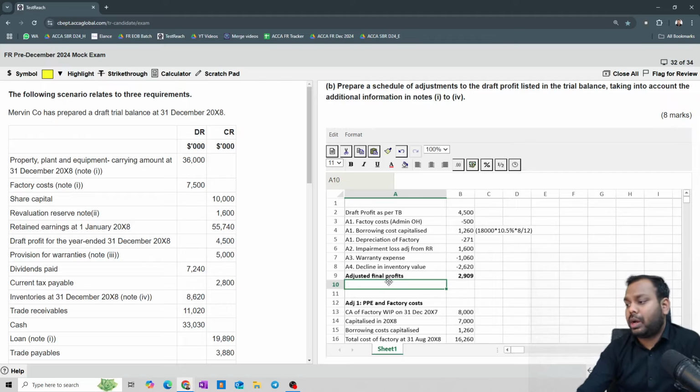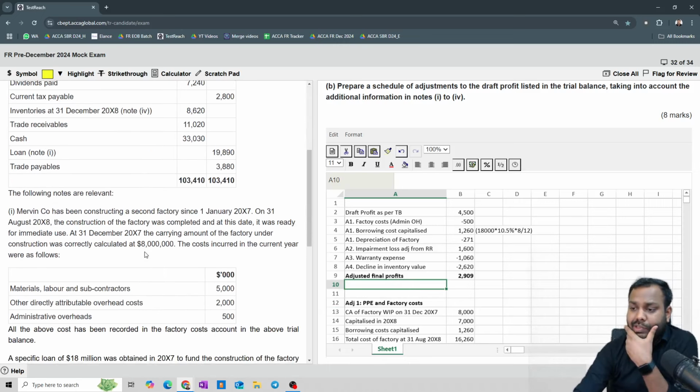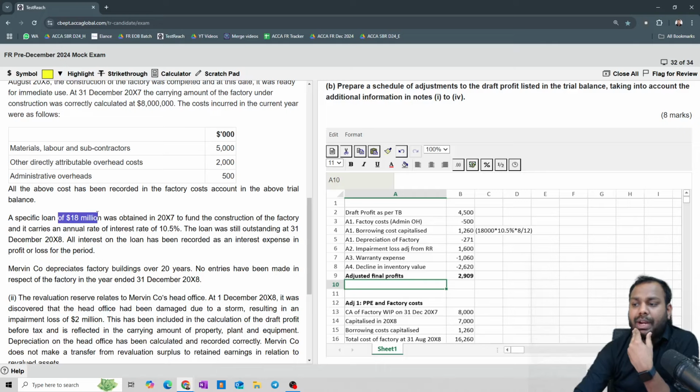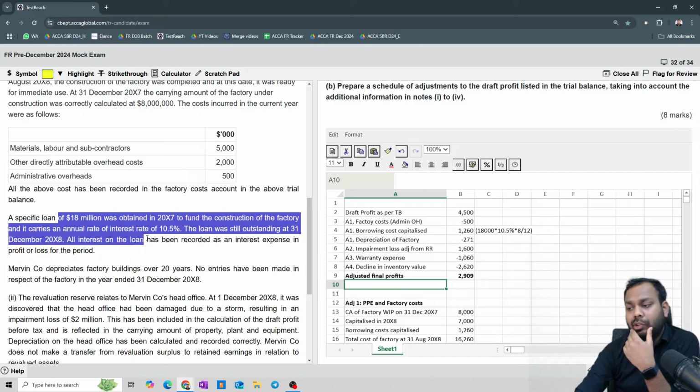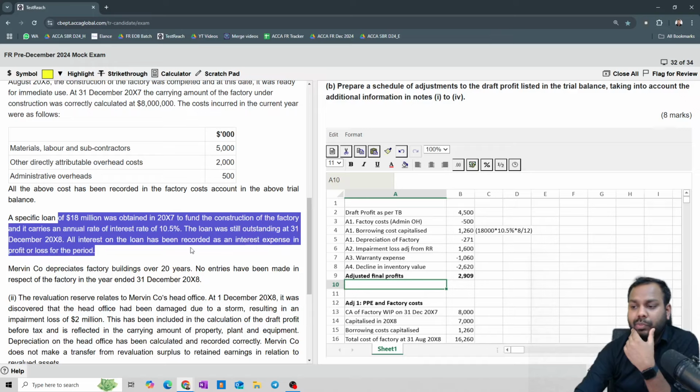Now coming to Sadavrat and Farzin's query. This loan of 18 million was obtained in 20x7 to fund the construction of the factory. It carries an annual rate of interest of 10.5%. The loan was still outstanding at 31st December 20x8. All the interest on the loan has been recorded as an interest expense in the P&L for the period.